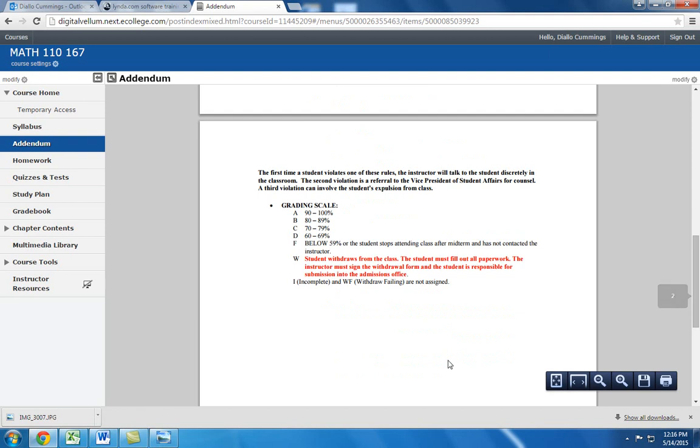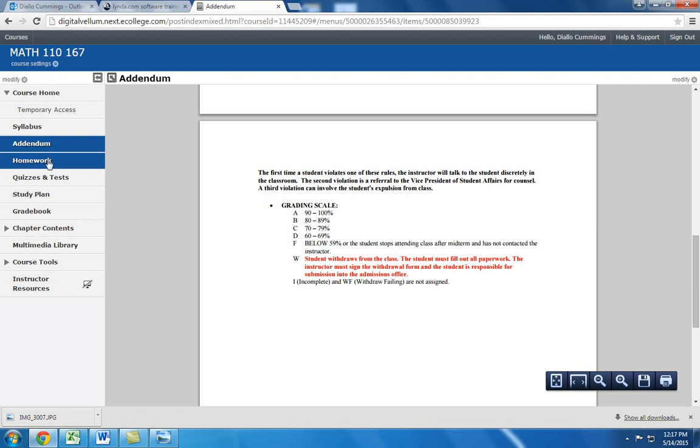We have a regular 10-point grading scale, A, B, C, D, F, and W. I don't give any incompletes or withdrawal failings. If you ever want to withdraw from the course, you must fill out the proper paperwork, give it to me, and I'll sign it, and it's an automatic W.